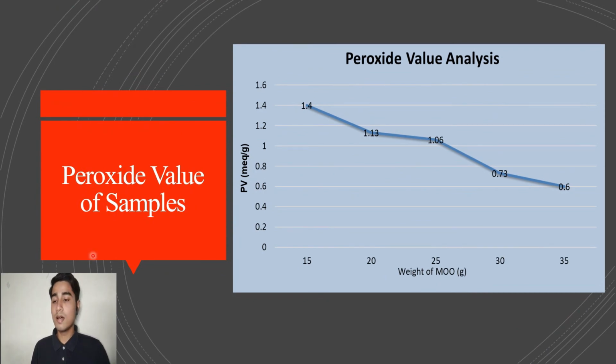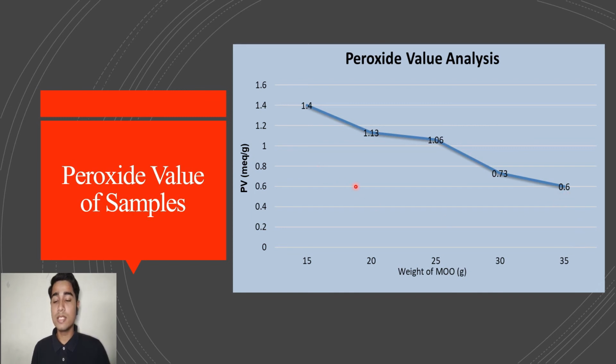So next is the peroxide value analysis of the samples. As you can see here, there are different weights of Moringa Oleifera oil that we added into 120 grams of corn oil. So there are 5 different batches. For 15 grams of Moringa oil, we get about 1.4. Then for 20 grams, we get about 1.13. For 25 grams, we get 1.06. Then for 30 grams, we get 0.73. Then the last one, 35 grams of Moringa Oleifera oil, we get about 0.6.